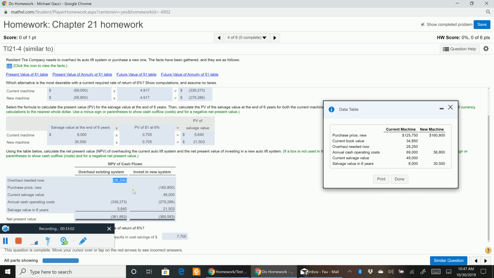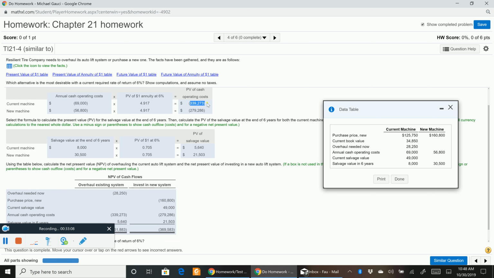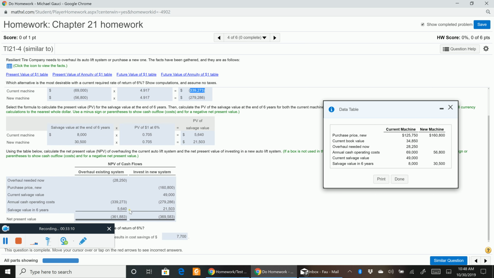There's no conversion we need to do to present value because it's already there. Plus, we would have $339,273 in present value operating costs, and we'd get $5,640 at the end. So the overall net present value is negative $361,883. But if we invest in the new system, we'd have to spend a whole lot more today, $160,800.